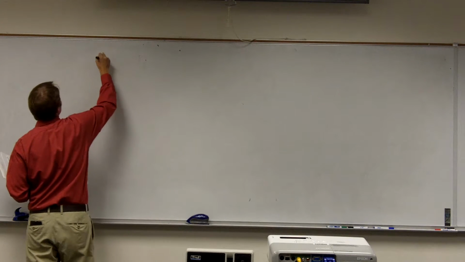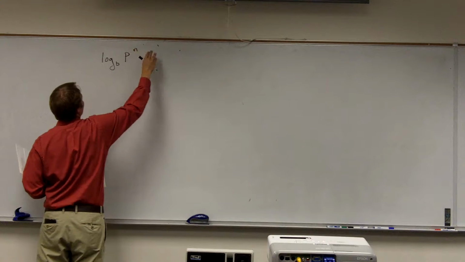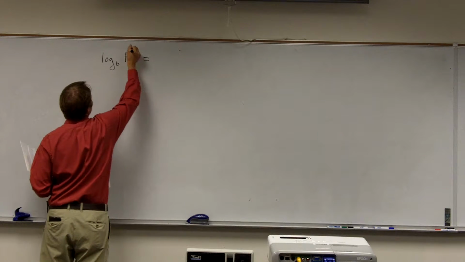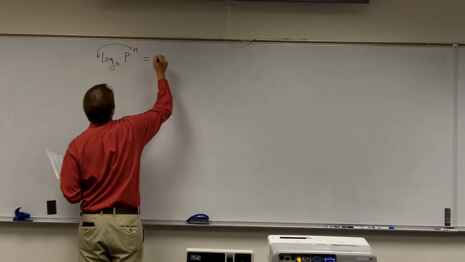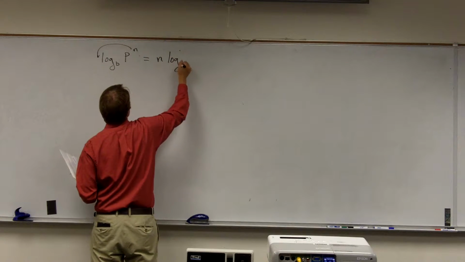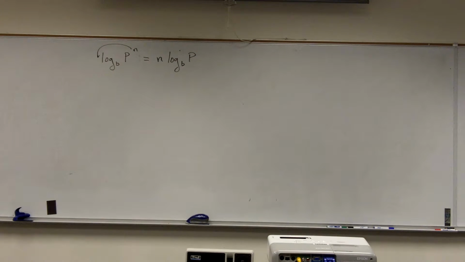And that's this rule. If you take log base b of something to a power, you can actually bring that power down to the front. So it's equal to n times log base b of p. So I can actually bring that power down. This is probably the least obvious of the rules, or one that people sometimes forget about when they're solving equations.